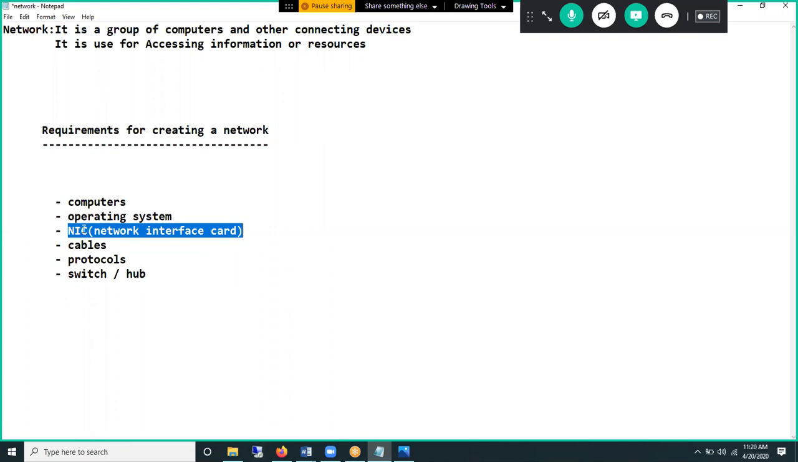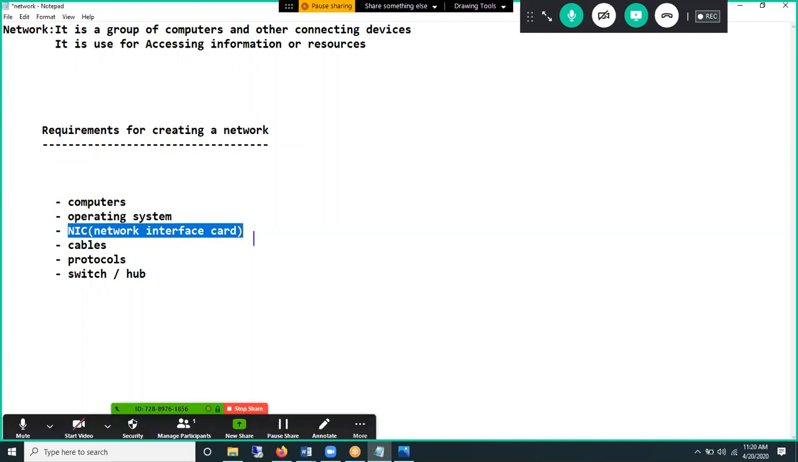Okay. Now the next requirement we have is the NIC card or NIC. It is also called Ethernet card, LAN card. It is also called network adapter. So all the names belong to the same component, the network adapter.